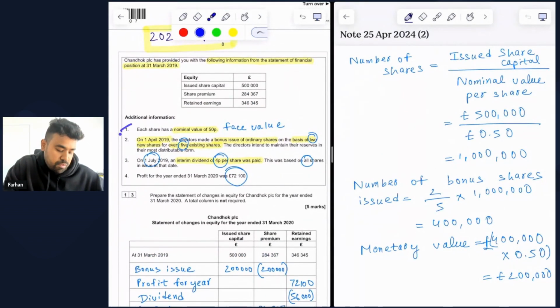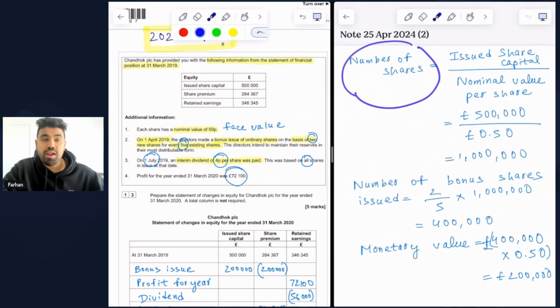Starting with the first information, we know that each share has a nominal value of 50 pence. So what this really means is that when the share capital was initially issued, the £500,000 of shares that was initially issued, each of those shares were purchased by the shareholders for 50 pence each. So what we are doing based on that information is to first calculate the number of shares, as you can see on the right-hand side.